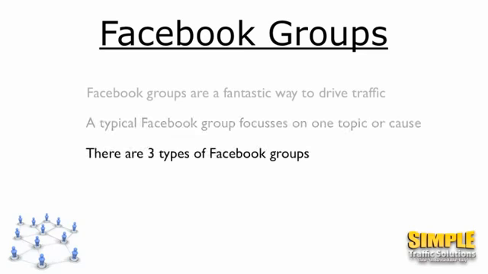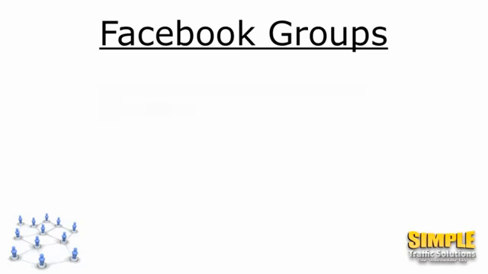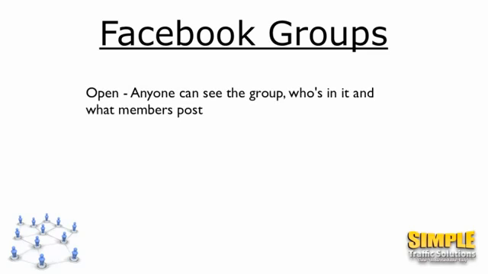There are actually three types of Facebook groups. You can have an open group, and this means anyone can see the group, anyone can see who's in it, and they can see the content. Okay, that's an open group.